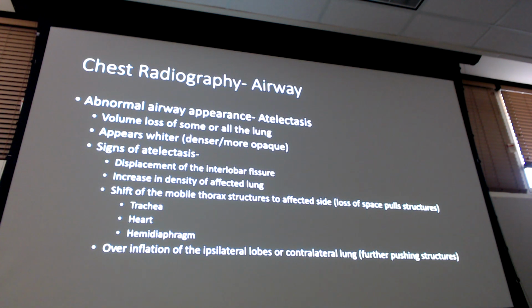We're going to talk about the volume loss. It appears whiter, more dense, more radio-opaque. These are the three guys you're going to be looking at for the most part as far as the shifting. And sometimes you can have overinflation of the other lobes or the contralateral lung, right? Because when I have space missing, right, the chest is a vacuum, something's going to take it over. It doesn't just sit there all the time. Sometimes things will take it over, and we'll see what that looks like as well. These are all words to paint a picture.